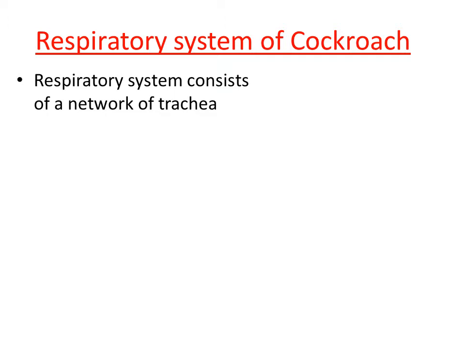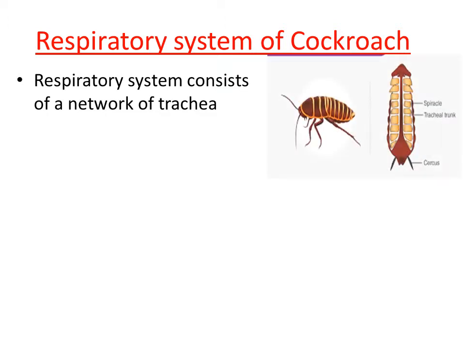So trachea is forming a network in the body to carry respiratory gases. You can see in the diagram, this is the kind of respiratory system we have in cockroach. In the diagram we can observe the presence of trachea, right? In the second diagram you can notice the tubular structure located at the center of the cockroach. That tubular structure is nothing but a trachea, right? This tubular structure is present in the form of a network, so that to each and every corner of the body oxygen can be supplied sufficiently.